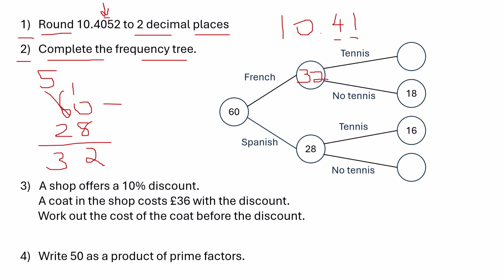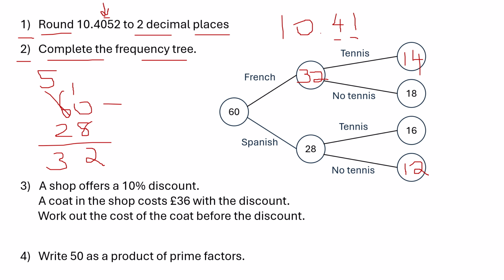And then to work out the number of tennis, 32 minus 18 gives you 14. And then 28 minus 16 gives you 12. Again, obviously, check it if you're unsure using column subtraction, but I don't want to waste too much time with that.